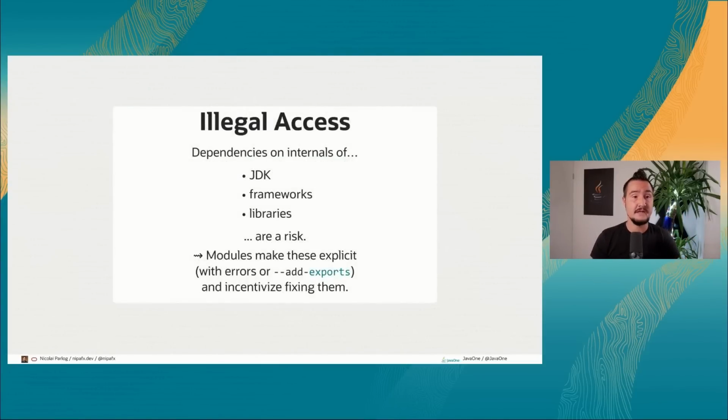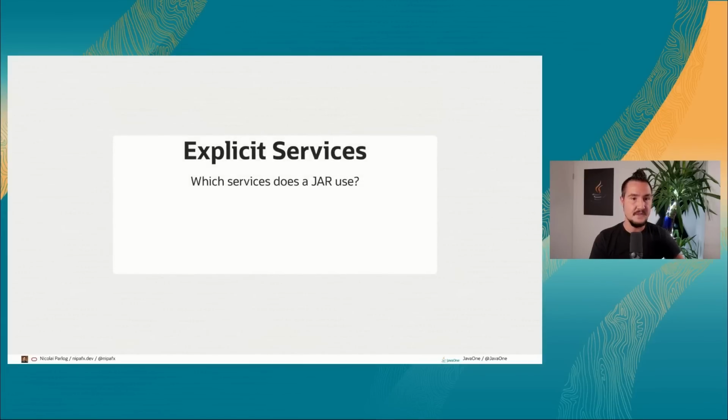So generally, dependencies on internals of the JDK, on frameworks, on libraries are a risk. And the module system first prevents them, but if you really, really need them, you can do that with these add-exports flags, and then you at least have an explicit marker that you're using some internal API, and that you need to go ahead and fix those.